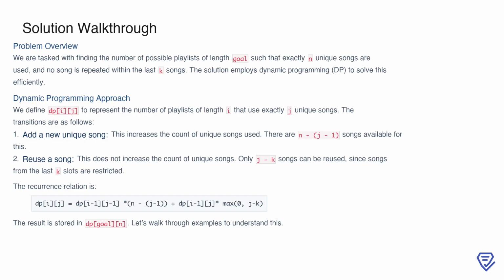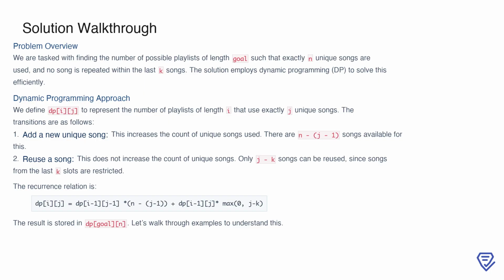Using these transitions, the recurrence relation becomes dp[i][j] equals the sum of two terms: dp[i-1][j-1] multiplied by the number of new songs available, plus dp[i-1][j] multiplied by the maximum number of reusable songs. The result is stored in dp[goal][n], which gives us the desired count of valid playlists.